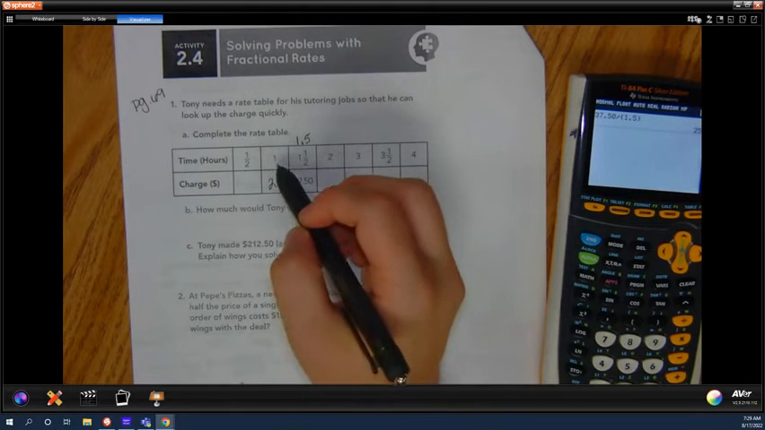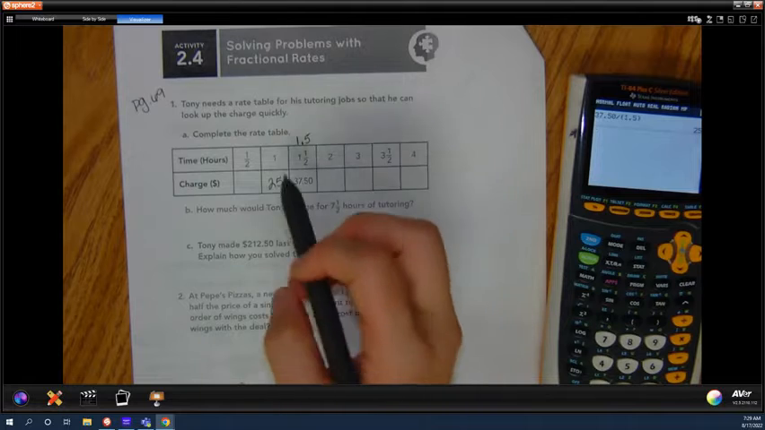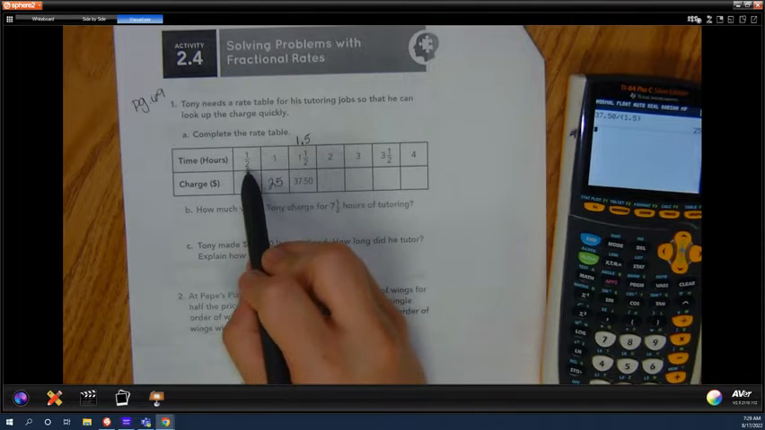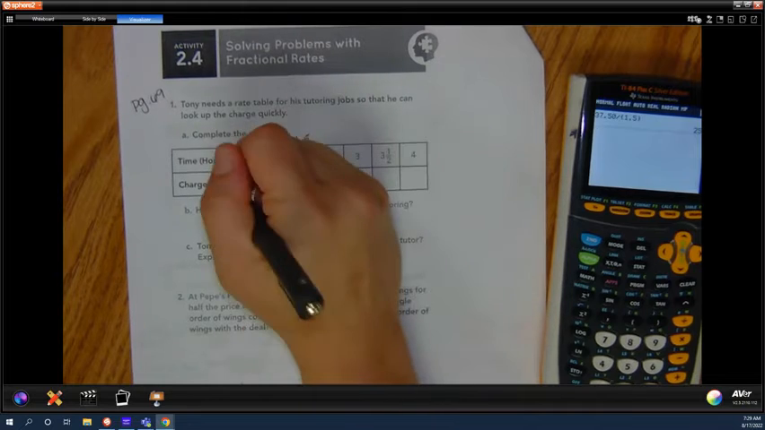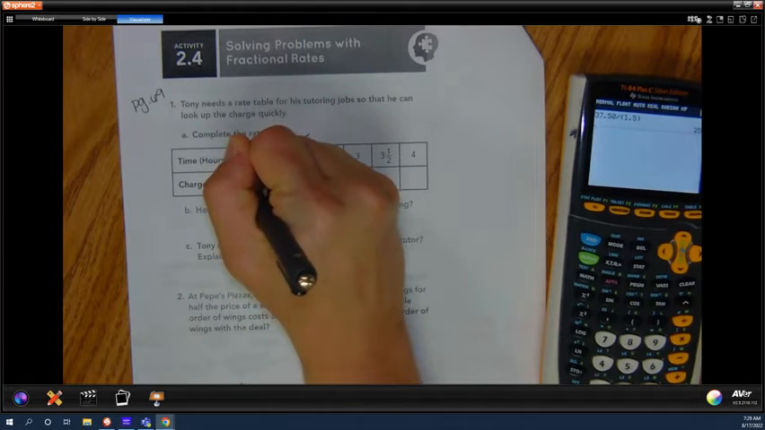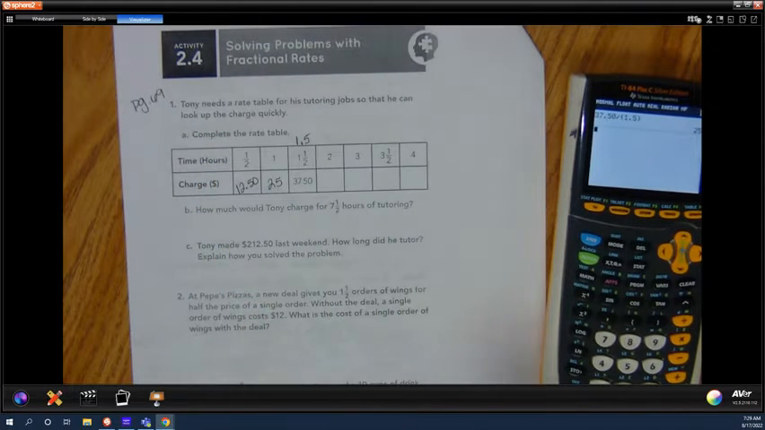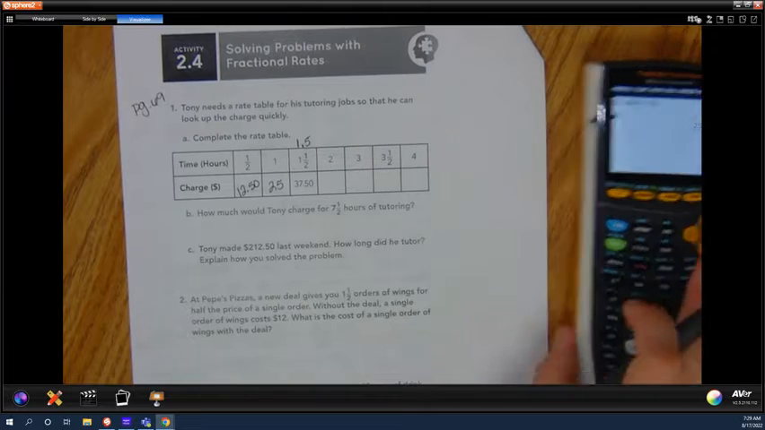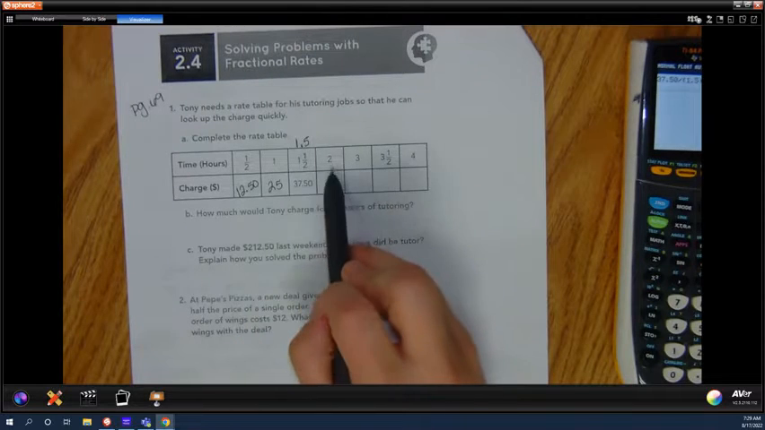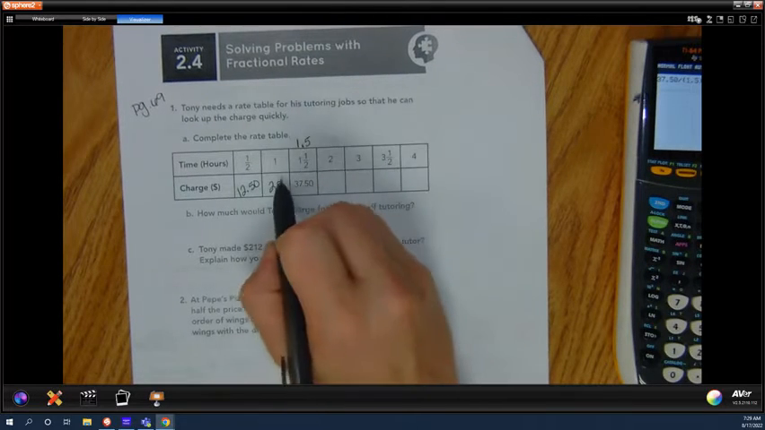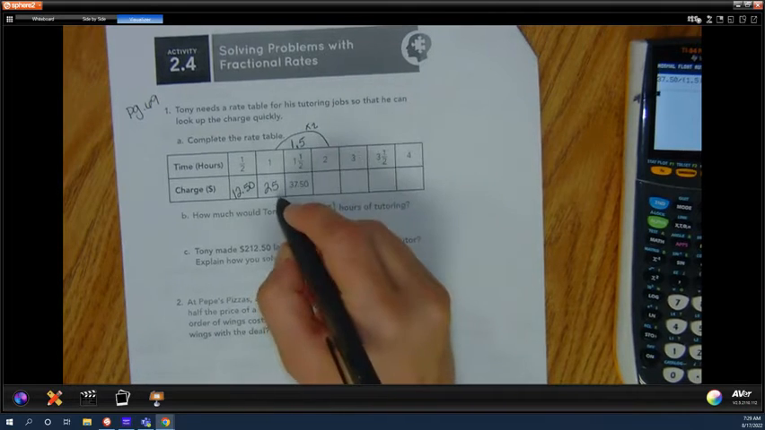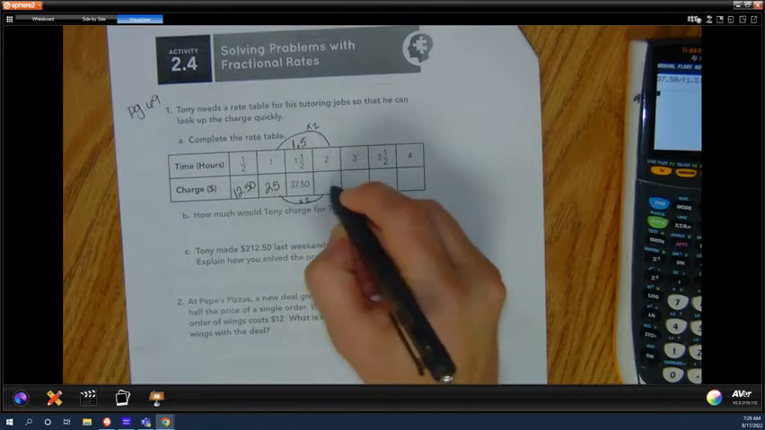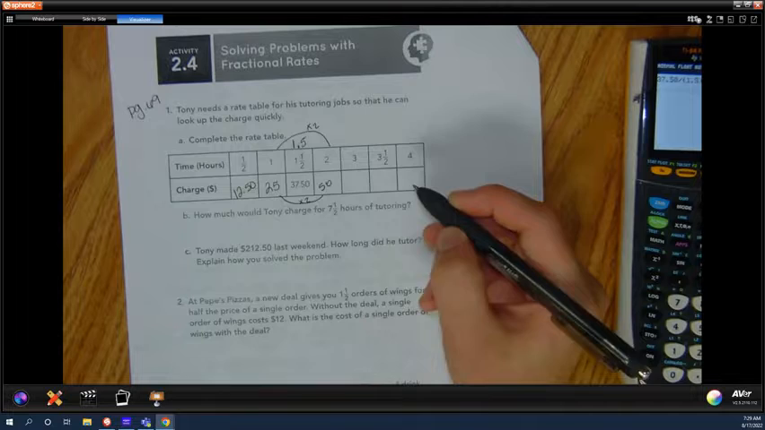All right, now this one, it seems pretty easy from here. If I go from 1 hour to half an hour, I need to take 25 and divide it by 2. Well, I know that 25 divided by 2 is going to be 12.50. Okay, and then I go from here. So from 1 hour to 2 hours, I double. So when I go from 1 to 2, I'm going to double what I need. So 25 times 2 is going to be $50.